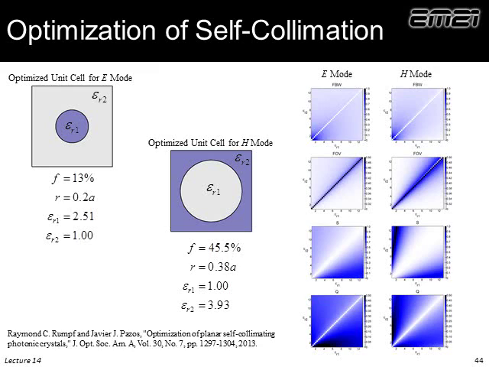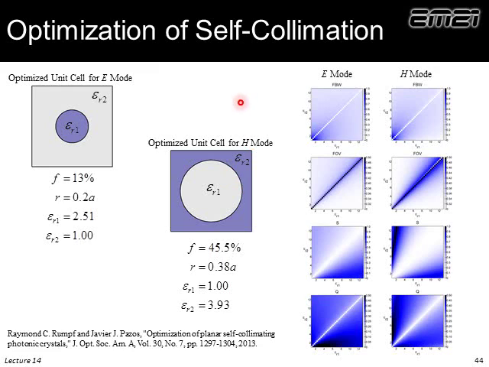So it turns out for the E mode, this unit cell on the left was the best self-collimator that we could see for a square lattice. And as I mentioned, we actually would want to deviate from being square to get a better self-collimator. But for the highest symmetry unit cells, this seems to be the best for the E mode, and likewise for the H mode.